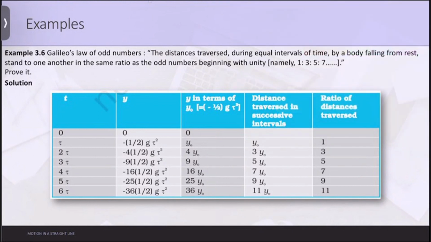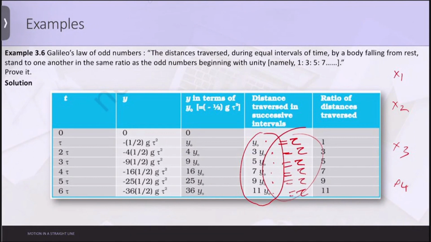So when you do this, what do you basically do? For this location, you will do 4y naught minus y naught. For this, you will do 9y naught minus 4y naught. For this, you will do 16 minus 9. Okay. So when you keep on writing everything, finally you will get the answers in successive intervals like this. Basically the x1, x2, x3, x4 values are y naught, 3y naught, 5y naught, 7y naught, 9y naught. So at successive time intervals, the amount of distance traveled will increase.